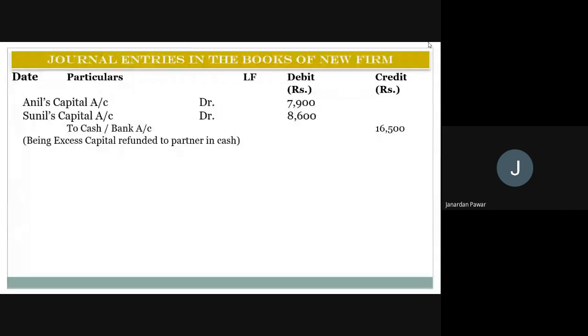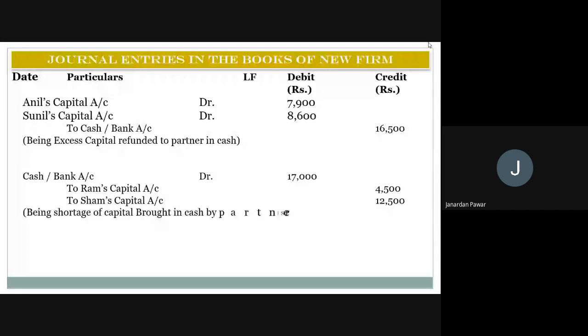Then cash or bank account debit to Ram's capital account rupees 4,500, to Sham's capital account rupees 12,500, and this amount is brought in by those particular partners. So, being shortage of capital brought in cash by partners. This is the amount which is brought by the partners in that particular partnership firm.